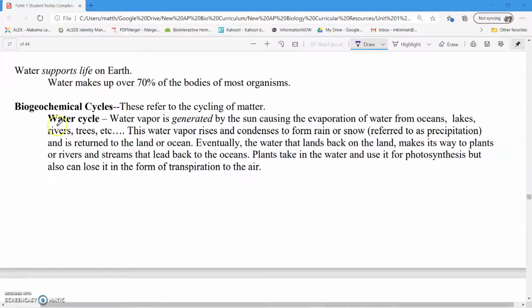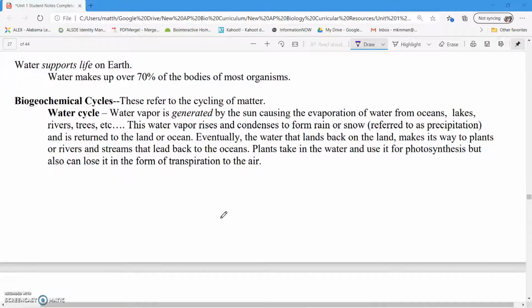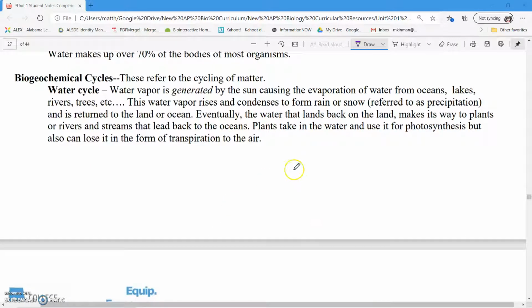way. So we have these biogeochemical cycles. These refer to the cycling of matter. And then you've all heard of the water cycle, I would assume. We have water vapor generated by the sun, causing evaporation of water from oceans, lakes, rivers, trees, etc. This water vapor rises and condenses to form rain and snow, referred to as precipitation, which is returned to the land or ocean. Eventually the water that lands back on the earth makes its way to plants or rivers and streams that lead back to the oceans.